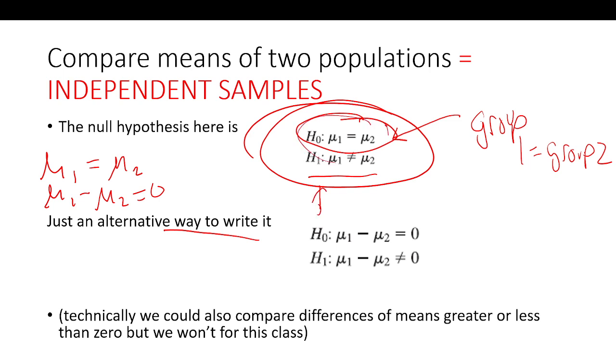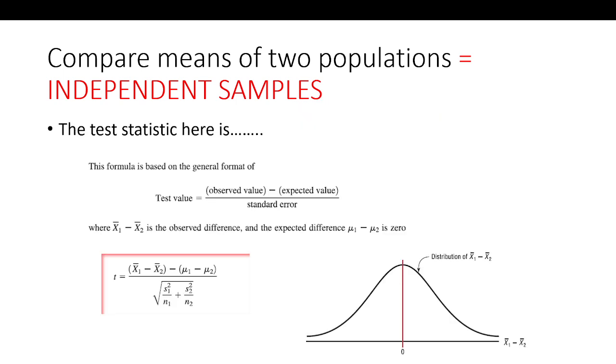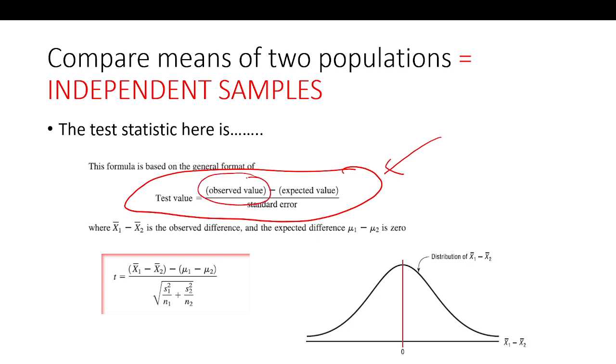Technically, you could do a greater than or less than, but we're not going to go there because that's not a super practical thing to do anyways. So this is the test of independent samples to compare two means. The test statistic, all of our test statistics look like this. We're measuring how far our observed value is from our expected value divided by the standard error.